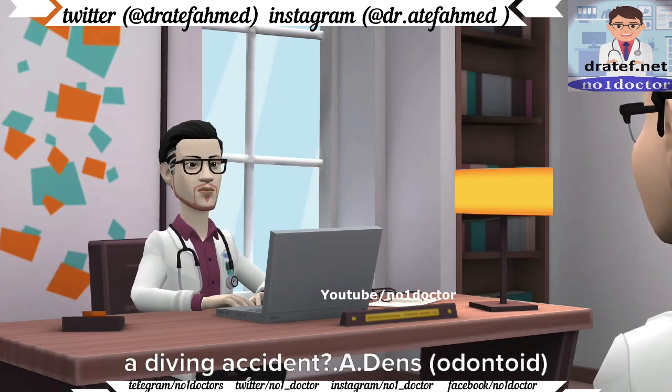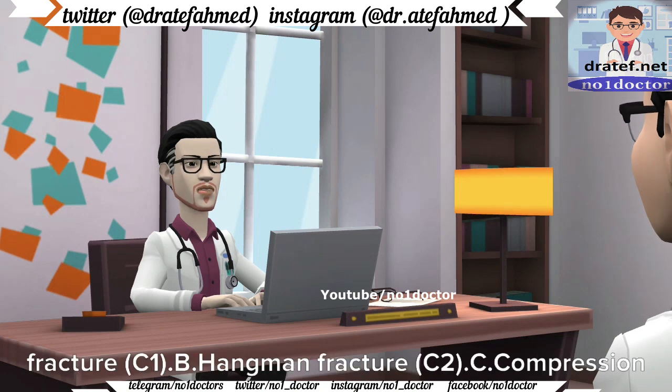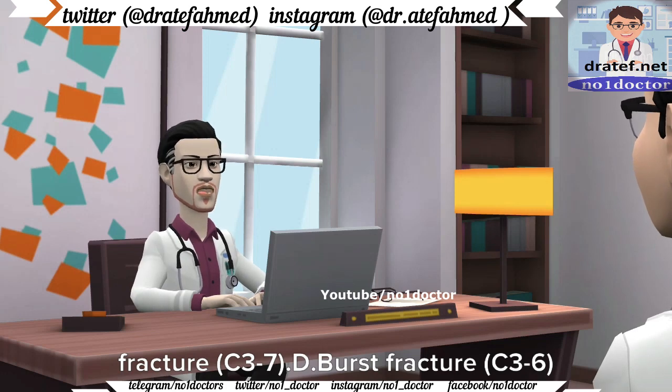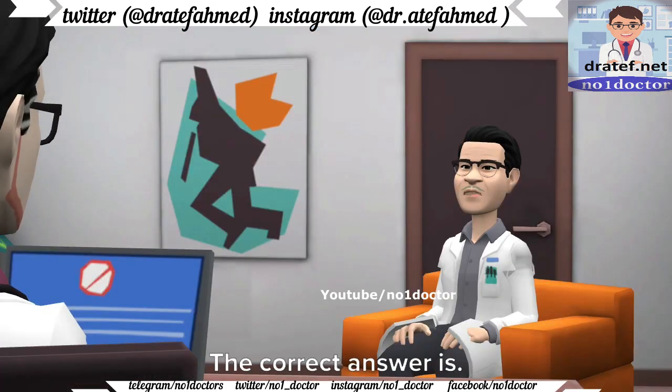Dens odontoid fracture, C1. B. Hangman fracture, C2. C. Compression fracture, C3-7. D. Burst fracture, C3-6. The correct answer is D.